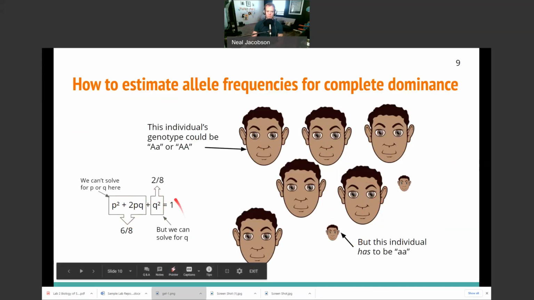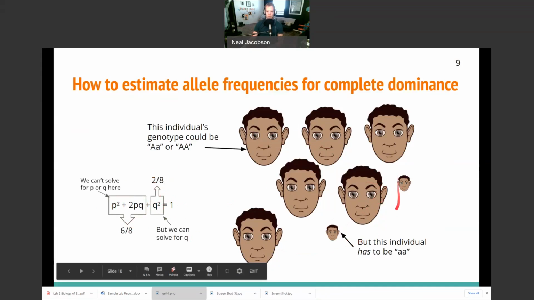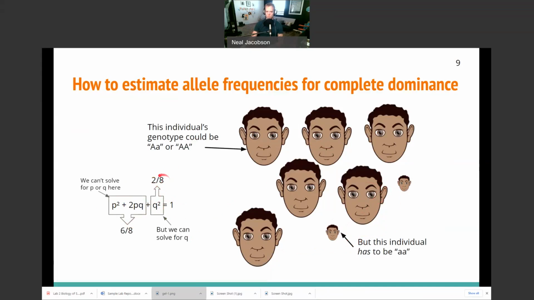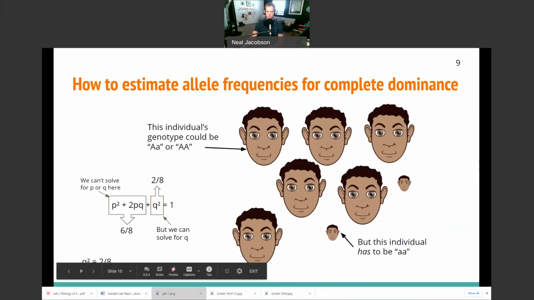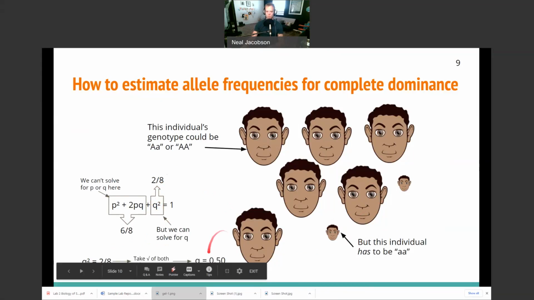So what we can do is take the number of individuals that have the recessive phenotype and divide it by the total number of individuals, which would be 8. That gives me the proportion of individuals that are q squared. So q squared is equal to 2 out of 8, which is 1/4 or 0.25. Taking the square root of 0.25 is easy: you get 0.5.